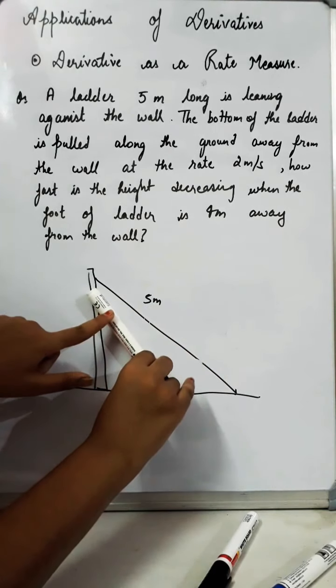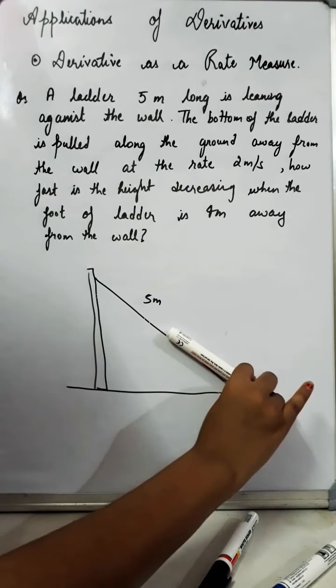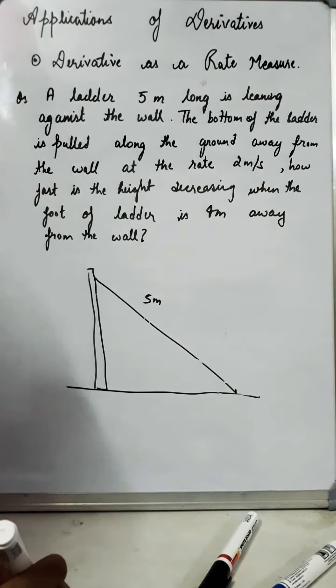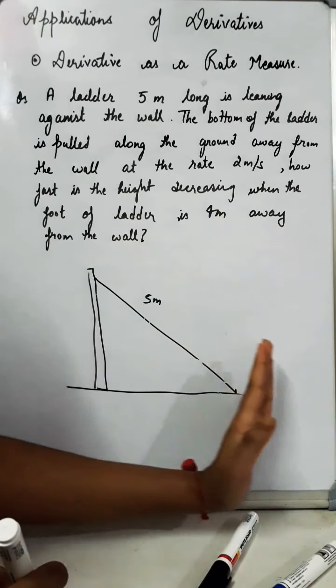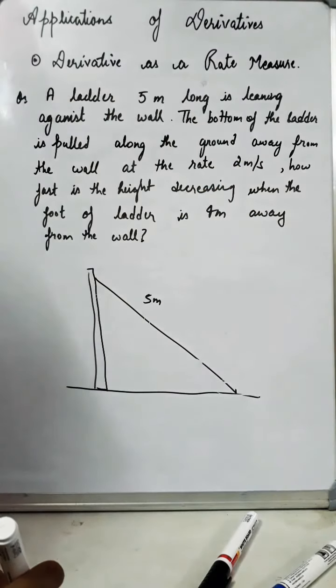ऐसे आपकी लैडर है, आप इसको दूर दूर करते जाओ, तो ऑब्वियसली ये हाइट में भी चेंज आएगा, है ना. तो वही पूछा गया है कि आप जब लैडर को वॉल के अगेंस्ट लेके जा रहे हो और स्पीड गिवन है आपकी 2 मीटर पर सेकेंड, तब हाउ फास्ट इज द हाइट डिक्रीजिंग.